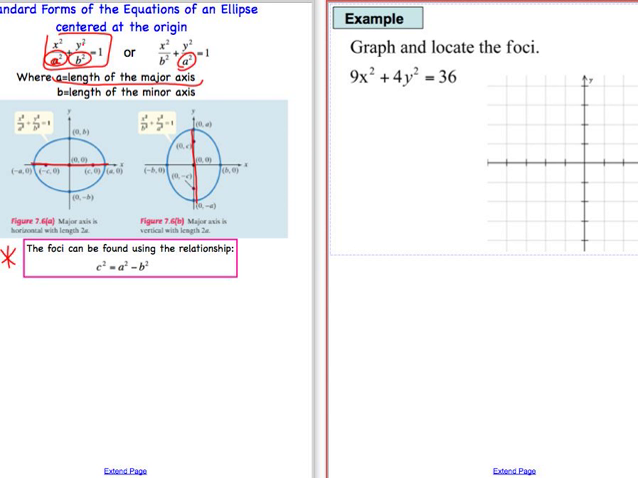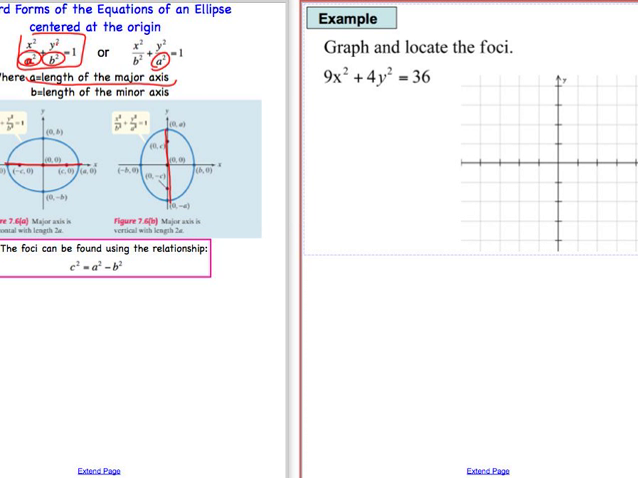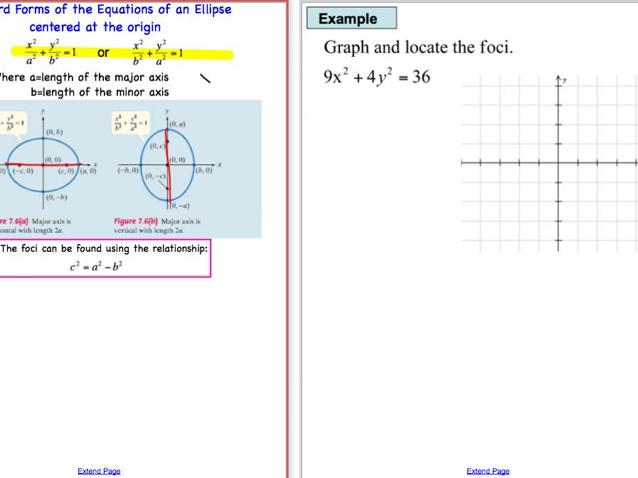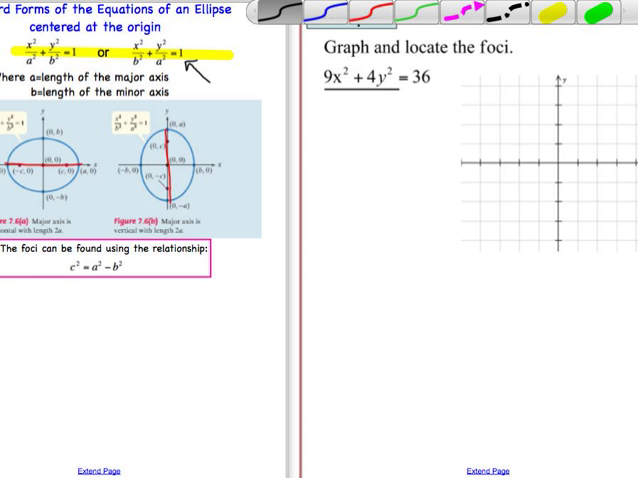So we have the example of graph and locate the foci. So first of all, I noticed that it's not written in standard form. So the only way to do this is to write it in standard form. So our first step is to make it look like what we see over here. And what I see on the standard form here is that I have to have the equation equal to 1. So that's key. So if I want the equation equal to 1, I need to divide everything over here by 36, on left and right, because then I'll get the 1 on the right-hand side.